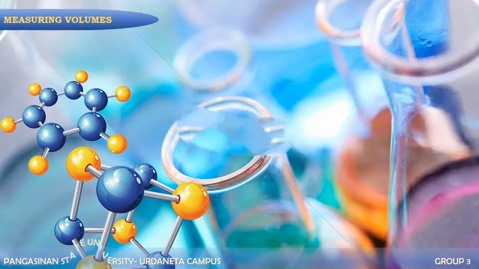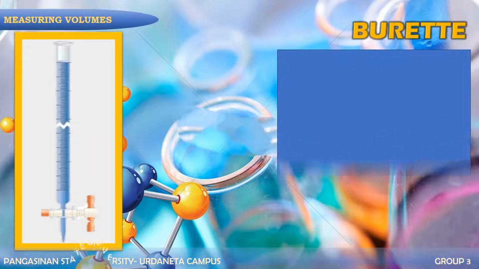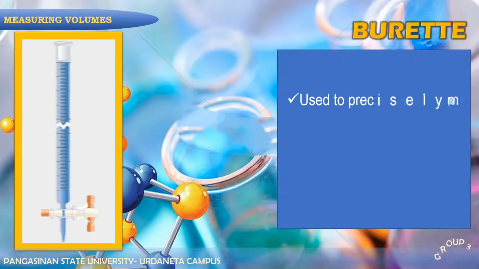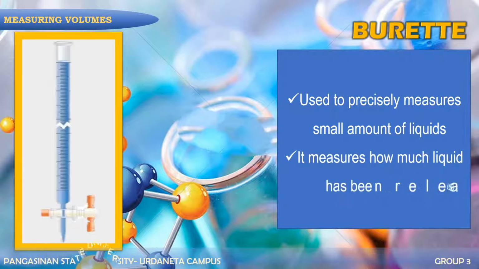I am Edna Kinde and I will discuss the third instrument used to measure volume, a burette. A burette is used to precisely measure a small amount of liquid. This apparatus is different because it measures how much liquid has been released, not how much liquid is in the cylinder. This burette is used to measure up to 20 milliliters of liquid.